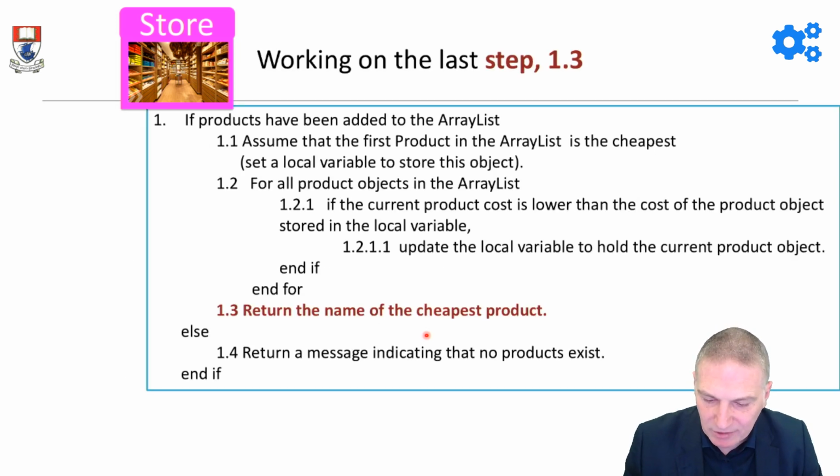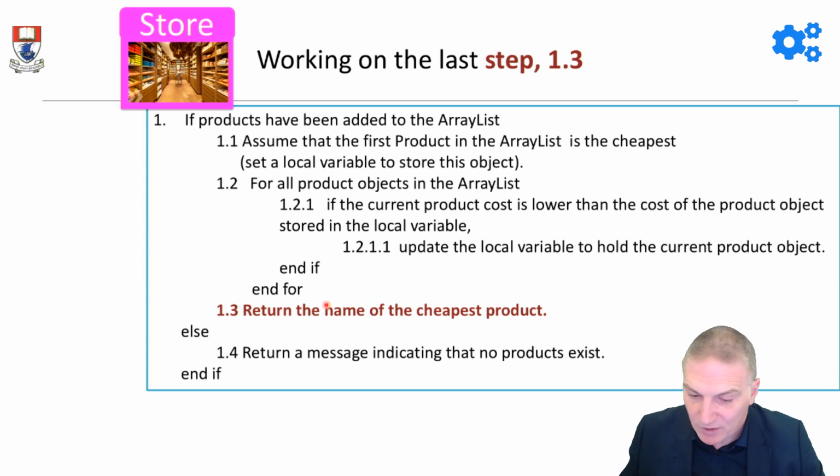So almost there. Let's take a look at 1.3. Return the name of the cheapest product. If you take a look at our code, we've had a for statement that's now visited every single object in the array list, trying to find the cheapest one. When it found the cheapest one, it updated a local variable. So we're now ready to return. Once you finish that loop, the local variable will be storing the cheapest product. So you want to return the name of the cheapest product. That's, again, a single line of code. Let's get you to answer this. This is 1.3.